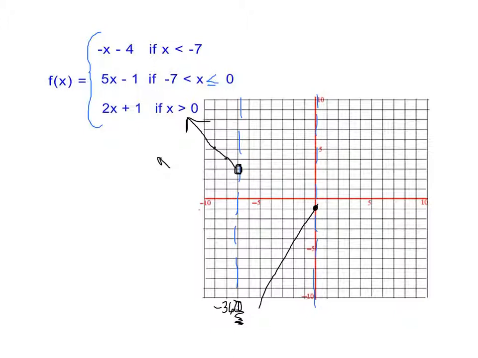And then where x is greater than 0, I have this line 2x plus 1. So I'm going to put a 0 in there, and that would be at 1. It's not going to be there, and then it goes up 2 over 1, up 2 over 1, and we have this function. And notice we have 2 jump discontinuities.